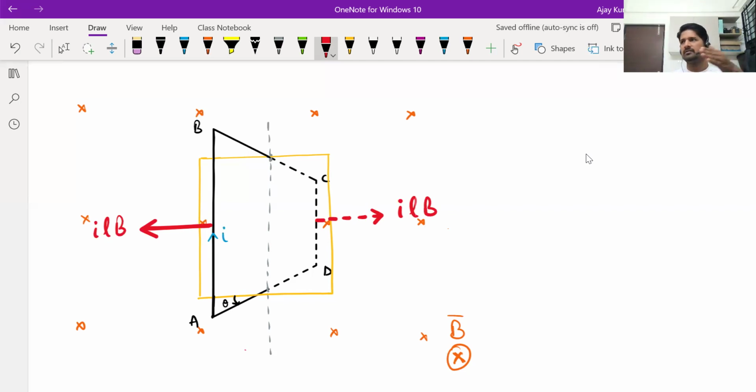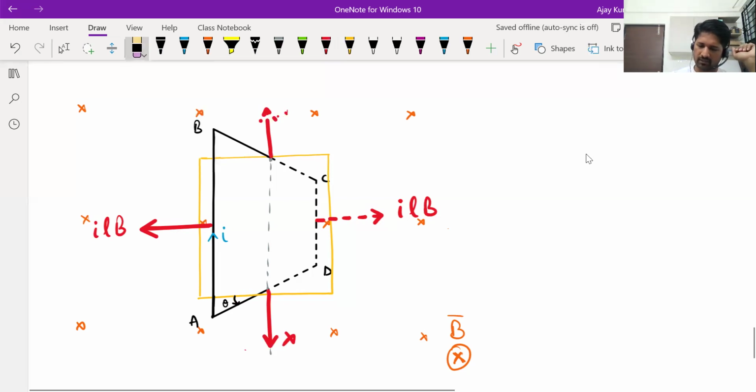And what about BC? There is current in BC. Magnetic field is into the screen. Anyway, the force has to be perpendicular to the wire. No, IL cross B, it has to be perpendicular to the wire. So BC still experiences a force in this direction along this line. AD experiences a force this way. These two forces are still along the same line. So they'll cancel, their torques also will cancel. They won't contribute to torque. But the forces acting on AB and CD, they will contribute to torque.